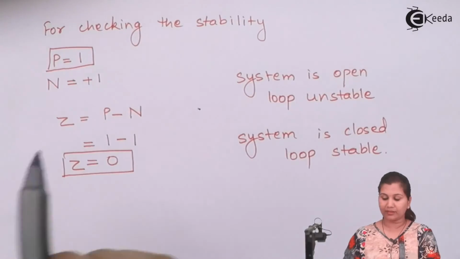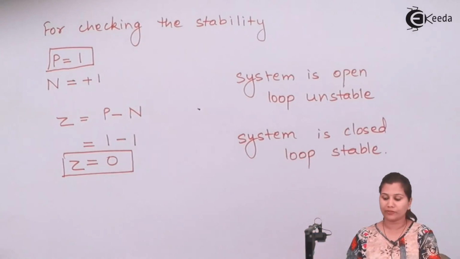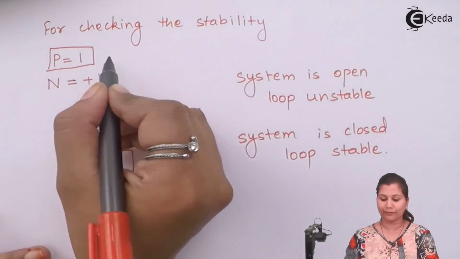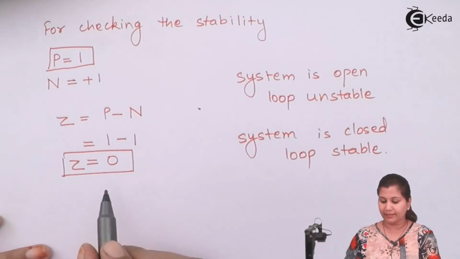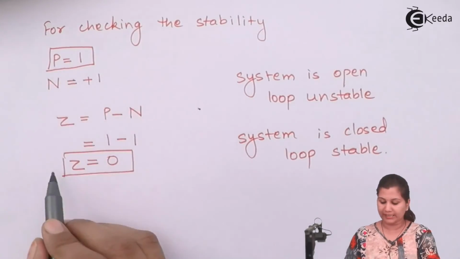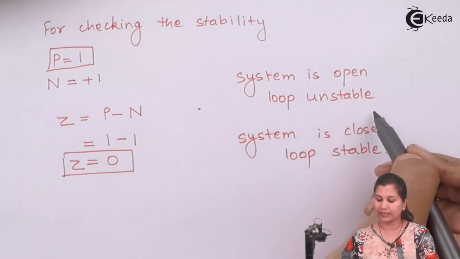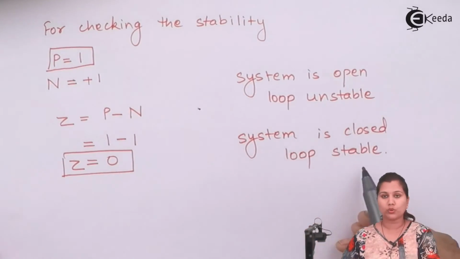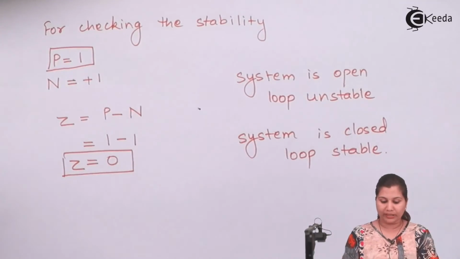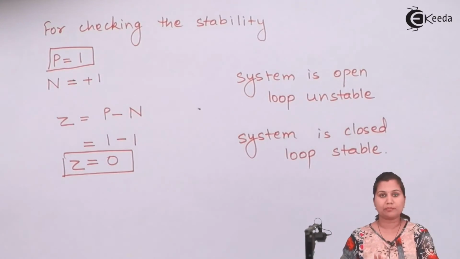So we have made the comment about the stability of the system by checking the value of P and Z. P is coming out to be 1 and Z is equal to 0. So we can say that the system is open loop unstable, but it is closed loop stable. So in this way, using the Nyquist plot, we can make a comment about the stability of the system.